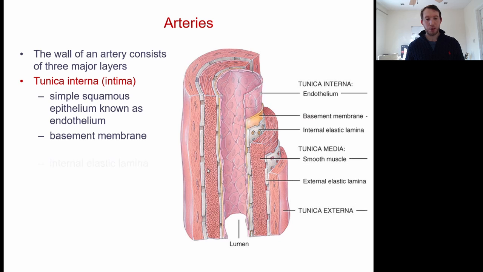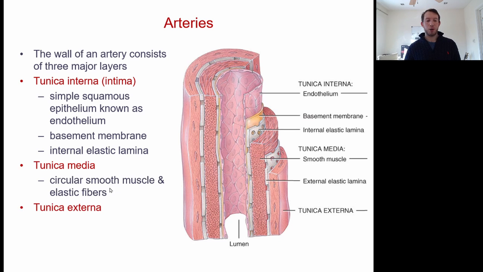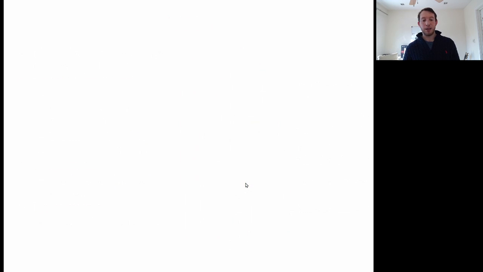So you notice this word elastic over here. This is super important for recoil. As arteries get wider when the blood is flowing through them, they need to then recoil back to their original shape. The tunica media, like we said, is the muscle layer, and then in the externa we have elastic and collagen fibers.